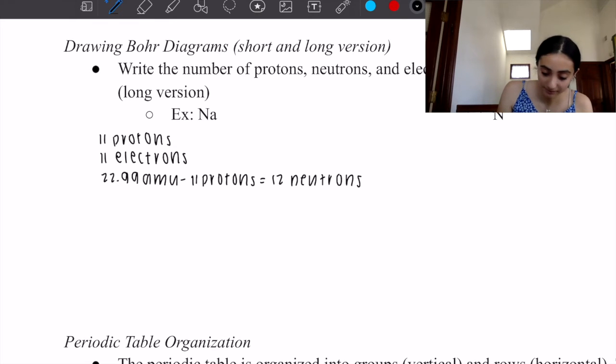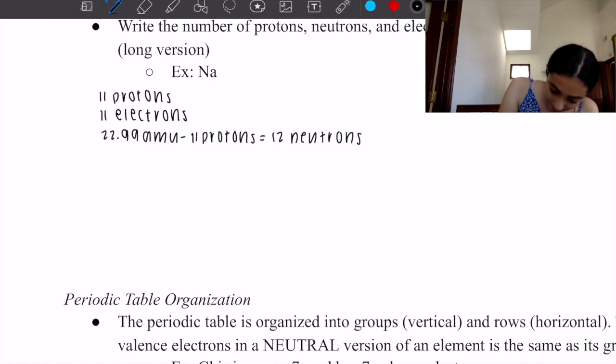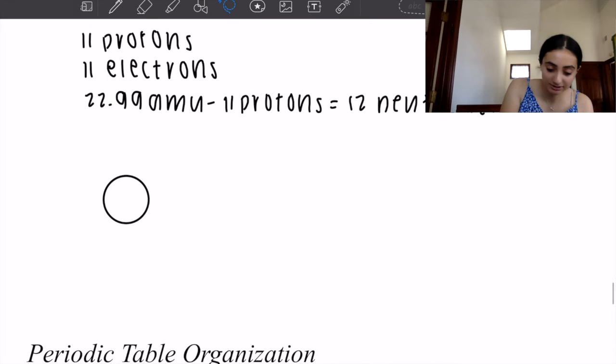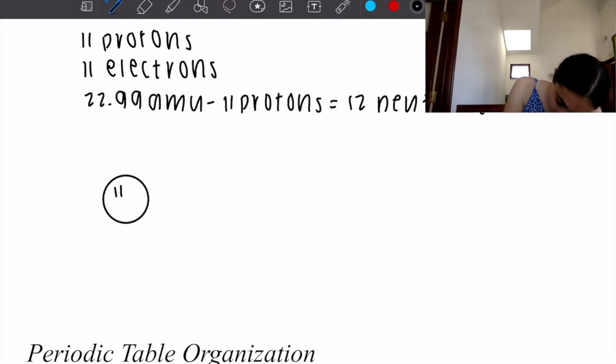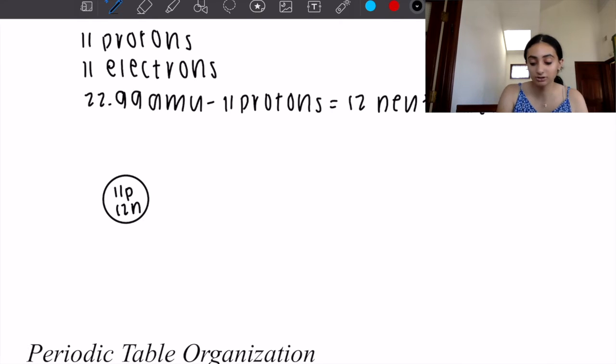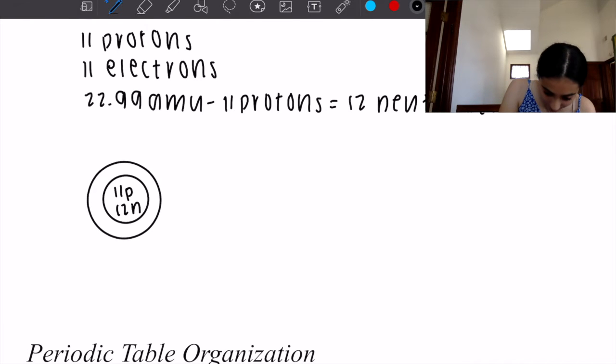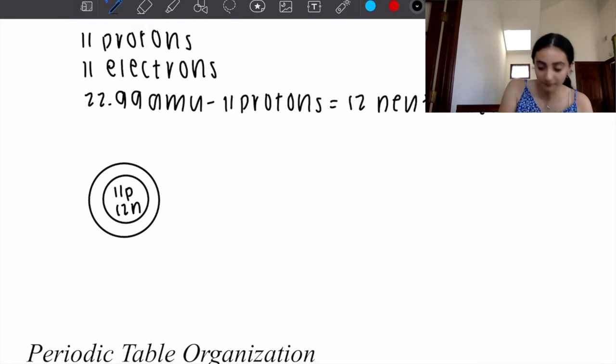Okay, so we're first going to start with the long version. So in a circle that represents the nucleus, I'm going to move this over here. The nucleus, obviously, has protons and neutrons in it. So I'm going to write that there are 11 protons and 12 neutrons. And then we're basically going to draw a circle to represent each orbital. And we have to put 11 electrons. But I'm going to draw my first circle, which will be the first orbital. And as we remember, the first orbital holds 2 electrons.